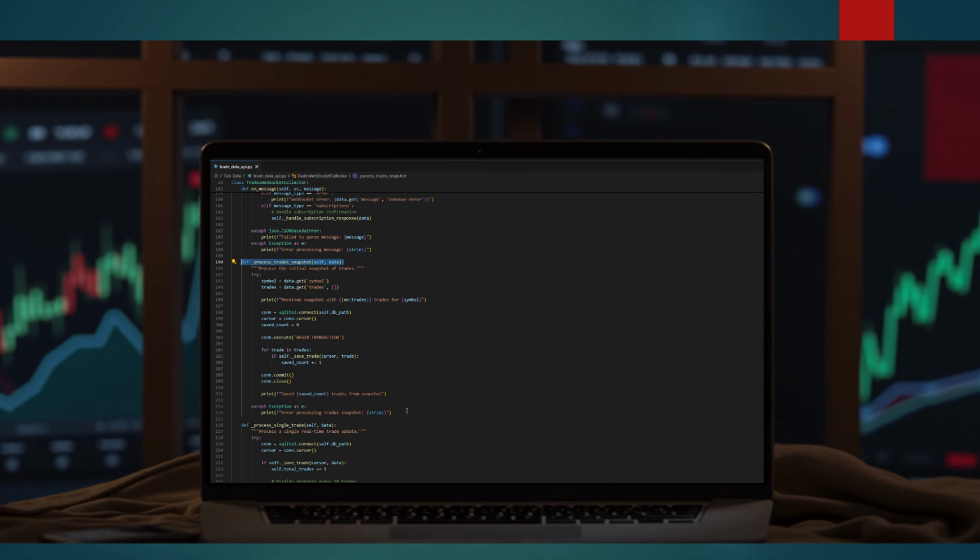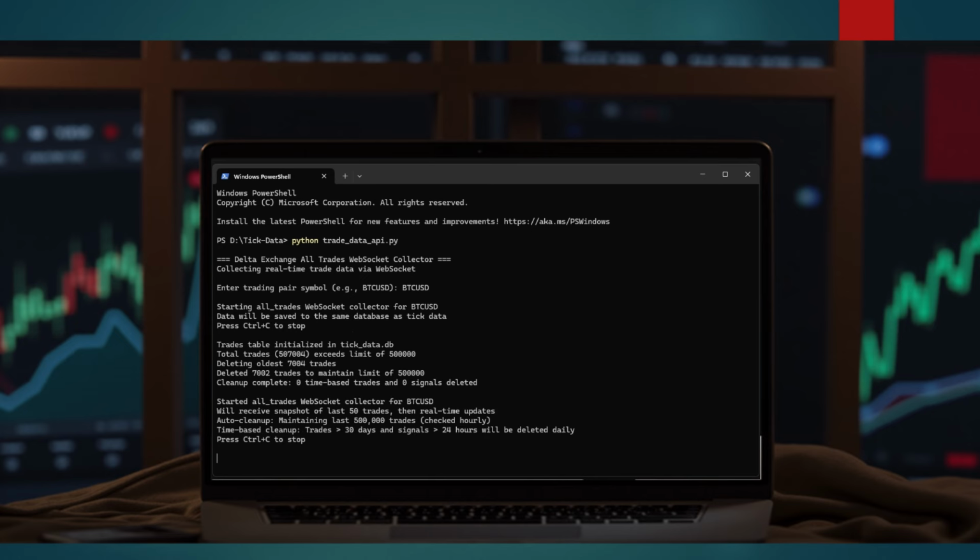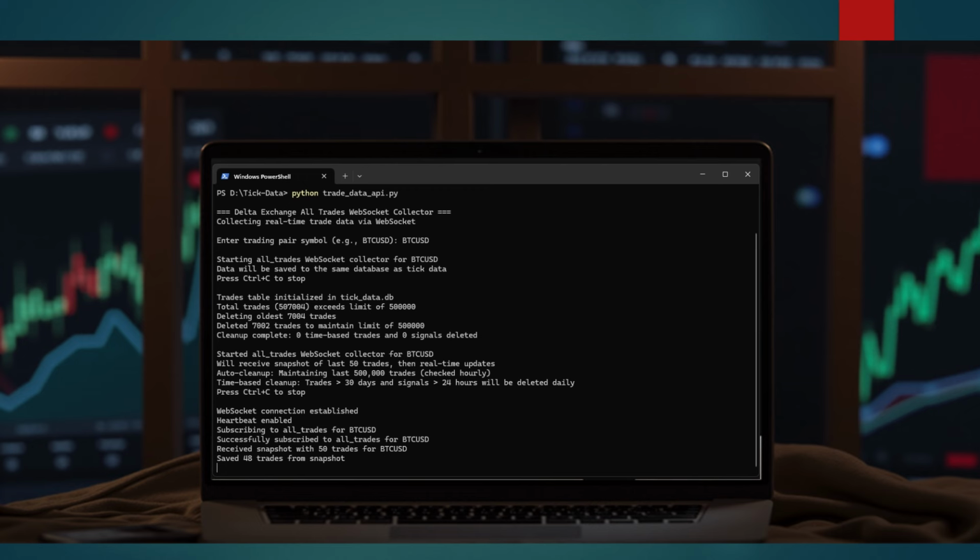Our Python application will process each incoming trade in real time, apply data hygiene rules to prevent duplicates, and continuously save the clean data stream. This creates the foundation for our conviction candle detection system. Without quality data, even the best algorithms are useless. Once this pipeline is running, we'll have institutional-grade market microstructure data flowing into our system every millisecond.